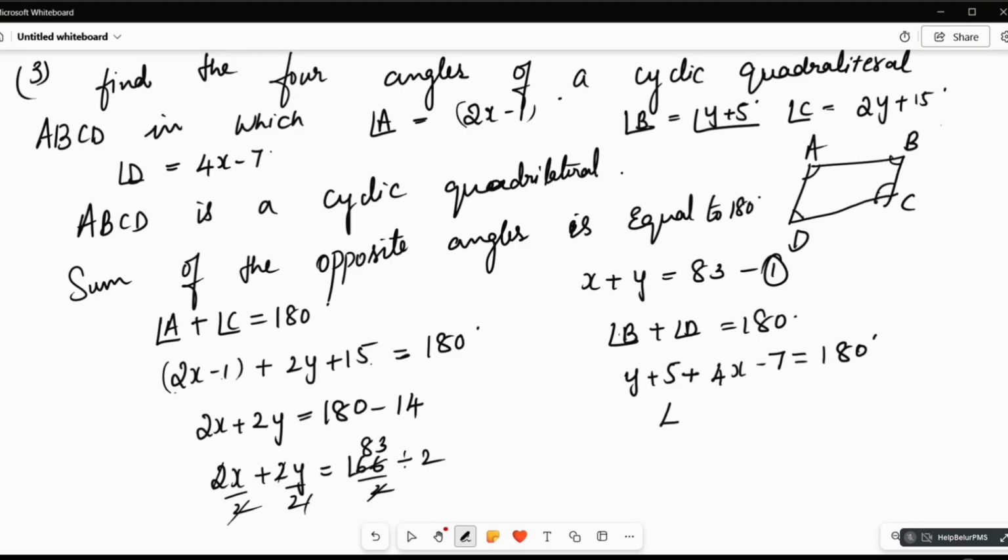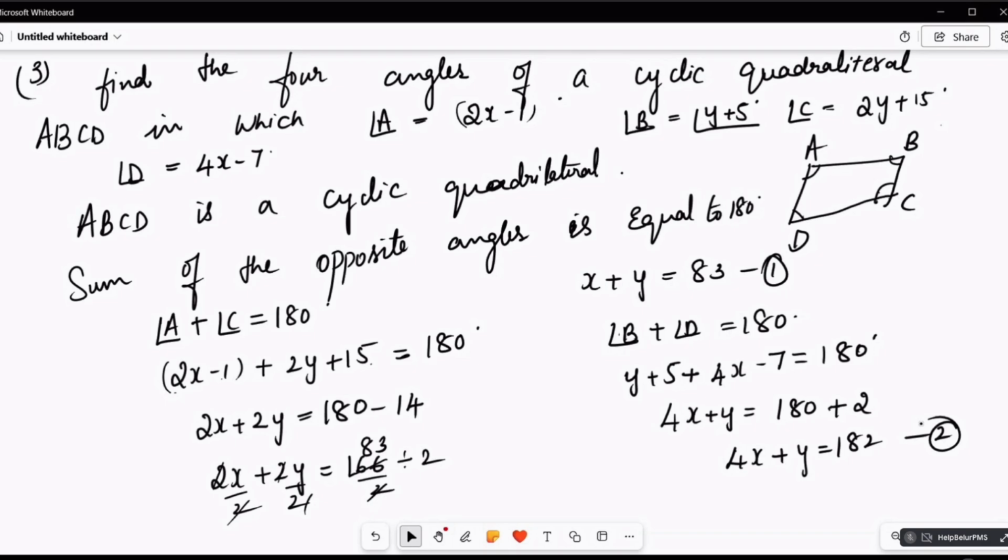So, 4x plus y is equal to 180. 5 minus 7 is minus 2. When it goes to the other side, it will become plus 2. So 4x plus y is equal to 182. Second equation. Now solve for x and y and tell me the answer.